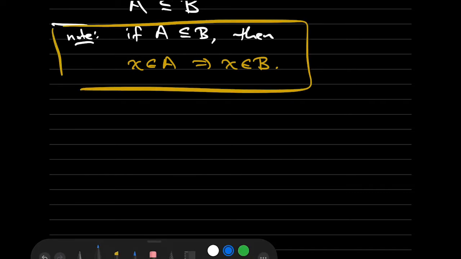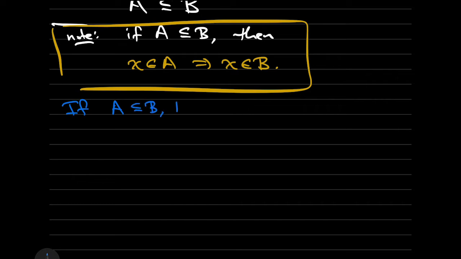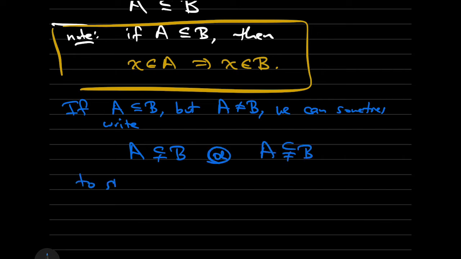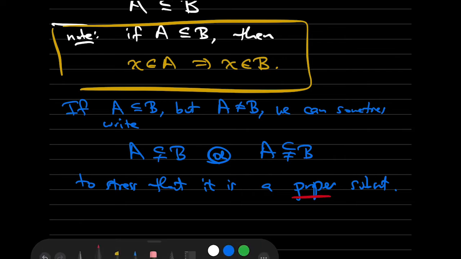Note that A is a subset of B is equivalent to saying that x in A implies x in B. From this, we can see the logical conclusion that A equals B if and only if A is a subset of B and B is a subset of A.